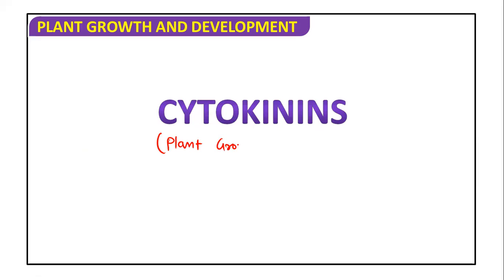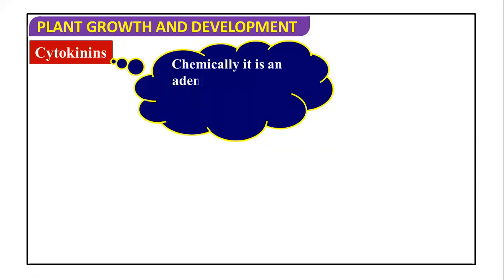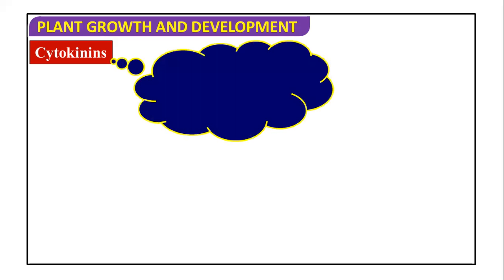Okay, so first we should note here that it is also a plant growth regulator. Now we are going to discuss this particular hormone. Cytokinins, as the name suggests, means cytokinesis promoting hormones. We can say simply that cytokinins are the cytokinesis promoting or cytoplasm division promoting substances or hormones.